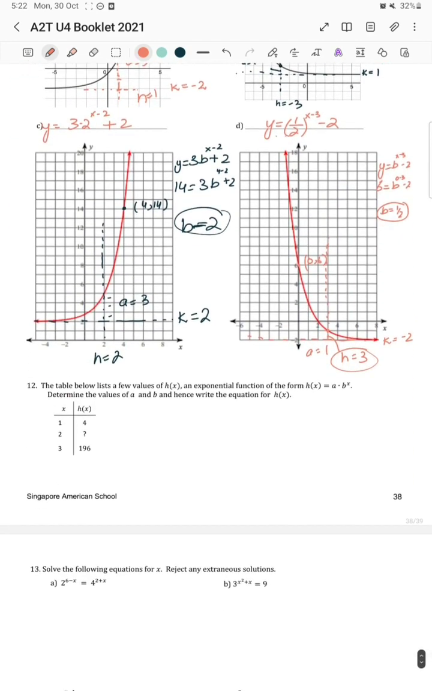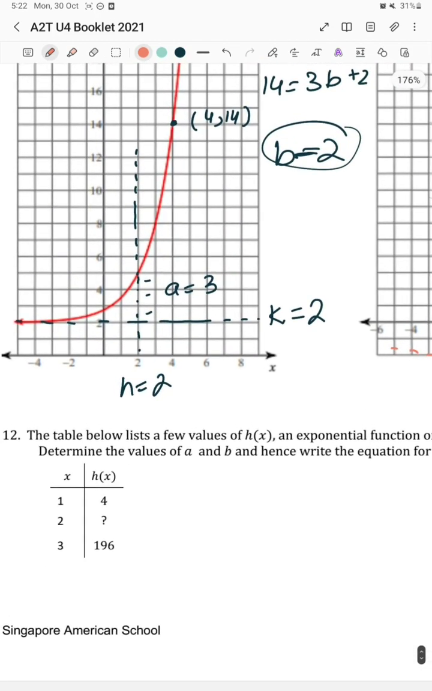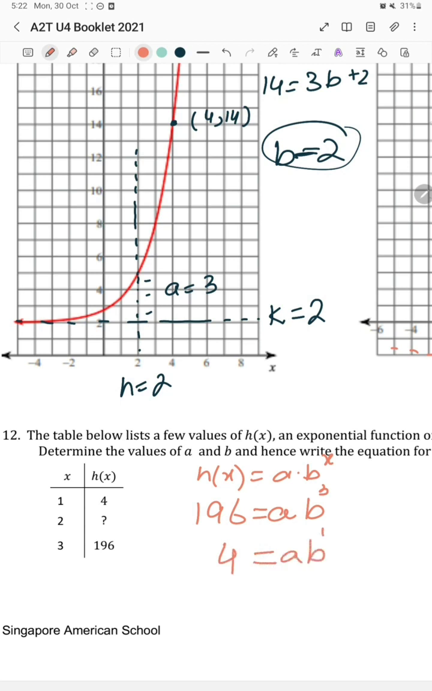Okay. So the table below lists a few values of h of x, an exponential function of the form h of x is equal to a b to the power x. Determine the values of a and b and hence write the equation for h of x. So h of x is equal to a dot b to the power x. h of x is 196 when x is 3. h of x is 4 when x is 1.